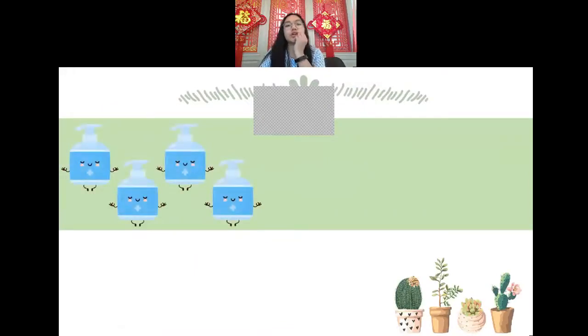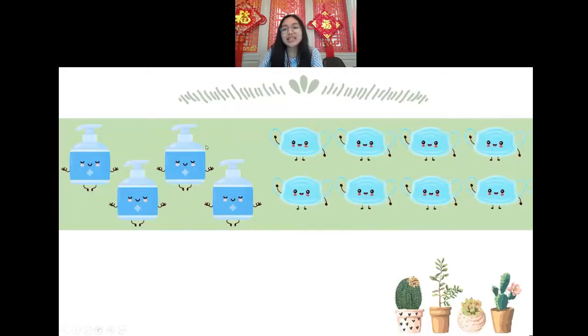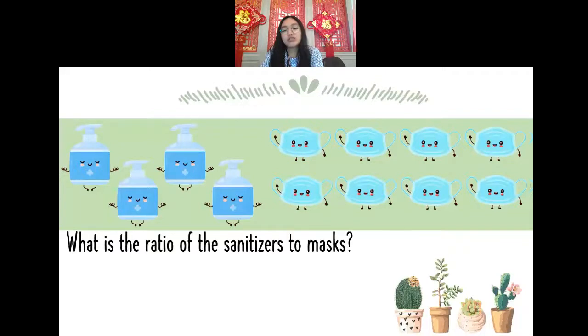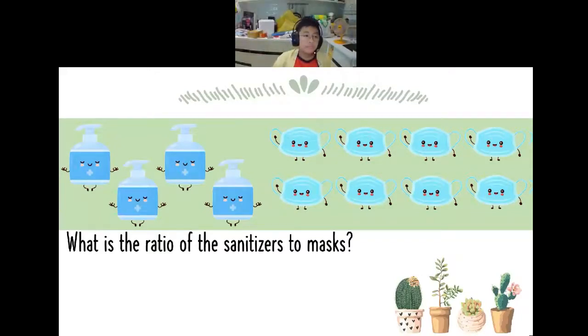Okay, so I have here some sanitizers. Since it is COVID, we are going to use sanitizer as an example. For every sanitizer that I buy, you can see there are four sanitizers, I will get 8 masks. Can you see that? I see someone is wearing a mask, Tana Chot. All right, so now, what is the ratio of the sanitizers to masks? Do you have any idea? 4 to 8. Mm-hmm.